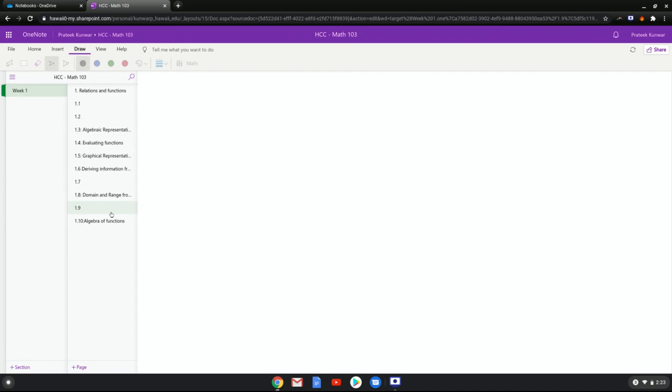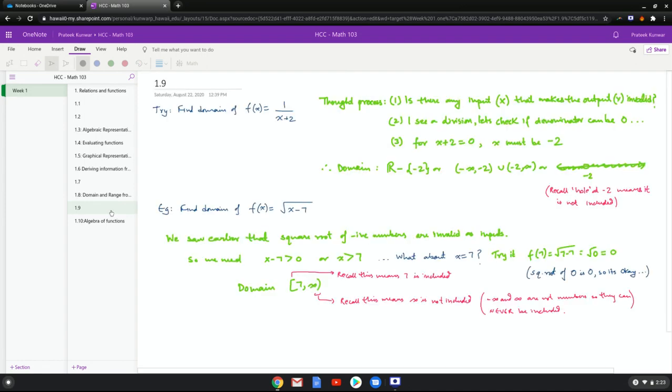Let's see. I think I have a few examples here. Okay. Try this problem, pause the video, find the domain of 1 over x plus 2. Okay. Here's the thought process. Always check, is it possible for the denominator to be 0 or there to be a square root? There's no square root, but there is a division here. So let's check if the denominator can be 0.